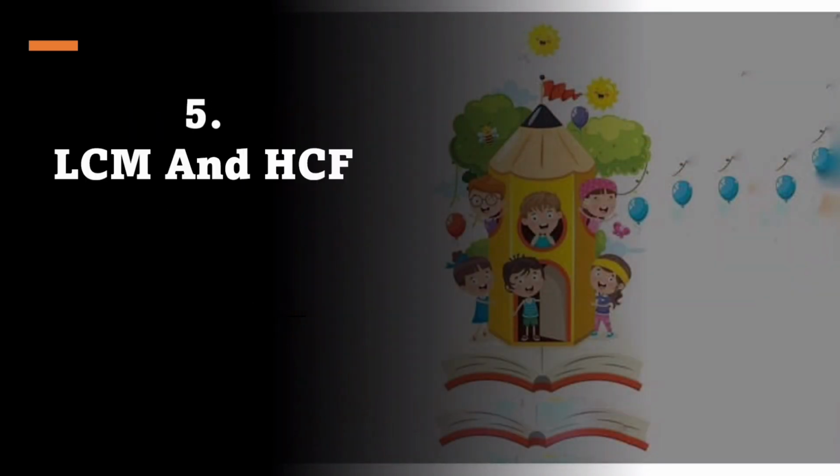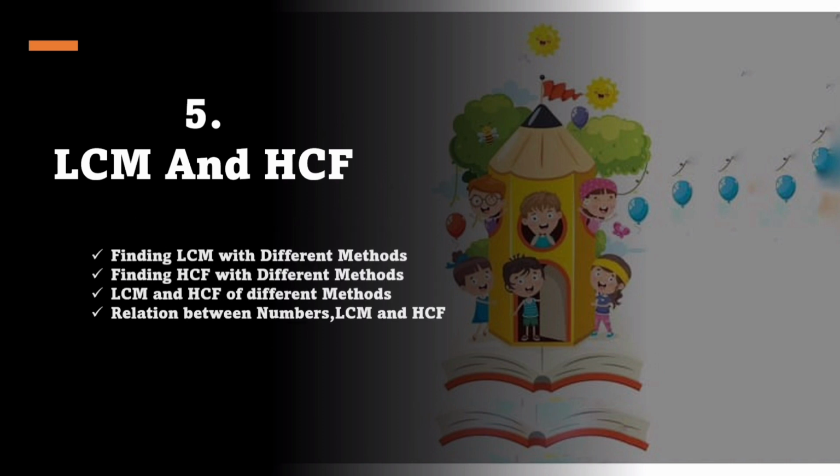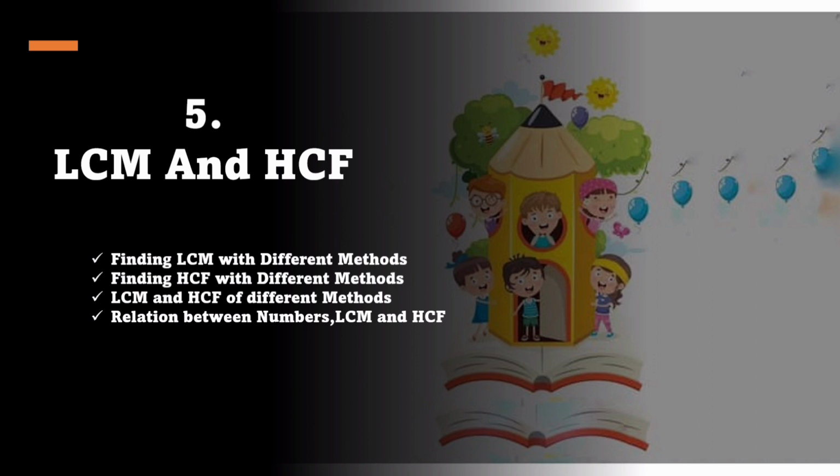And the next one is the fifth chapter, that is LCM and HCF. LCM is least common multiple and HCF is highest common factor. I think you already know some of these things. But in this chapter we will learn how to find LCM with different methods, and how to find HCF with different methods. And also we will learn about the relationship between LCM, HCF and the numbers.